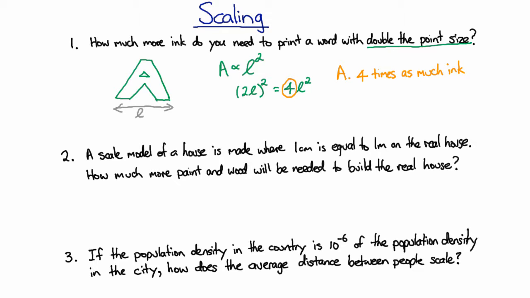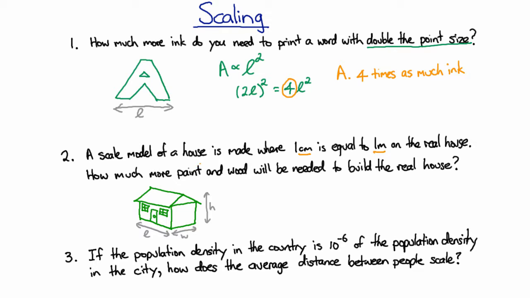Okay, I've got a scale model of a house, where 1 centimeter is equal to 1 meter. Now I know that a centimeter is 100th of a meter. I'll take my life in my own hands and try and draw a house. Now I'm going to have a length here, and a width, and a height. And when I make the real house, I'm going to have to make everything bigger. So that L is going to have to be 100 times bigger, that W is going to have to be 100 times bigger, and that H is going to have to be 100 times bigger.